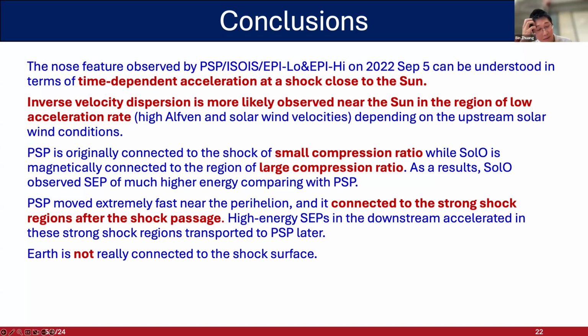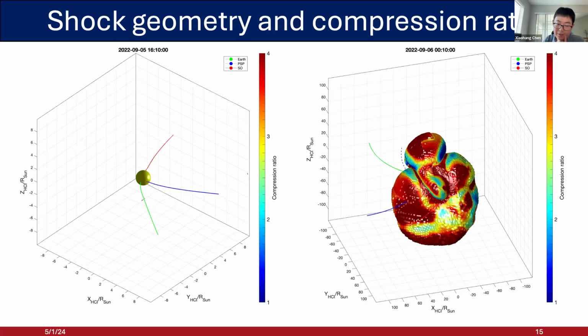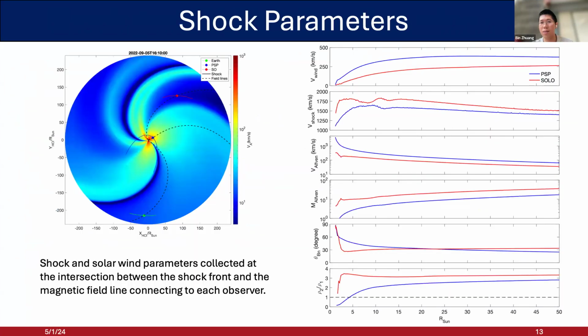So, Xiaohang, maybe a few questions. One is, I'm not familiar with that part. You mentioned that if the compression ratio is lower than 1, then the shock cannot accelerate particles. Do you mean there are no particles being accelerated, or maybe not high energy particles?